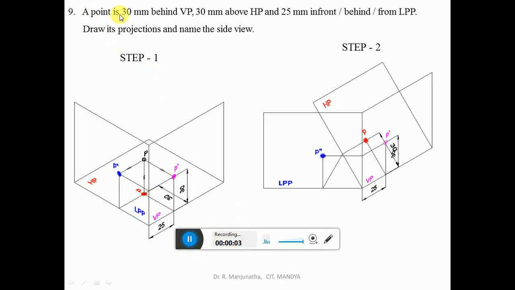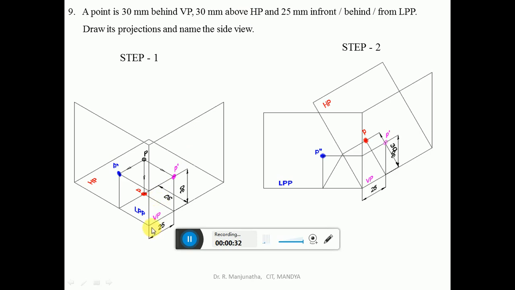A point is 30 mm behind VP, 30 mm above HP, and 25 mm in front of or behind LPP. Draw its projections and name the side view. So the condition of this point is behind VP and above HP. The condition of behind VP and above HP means it is in the second quadrant.